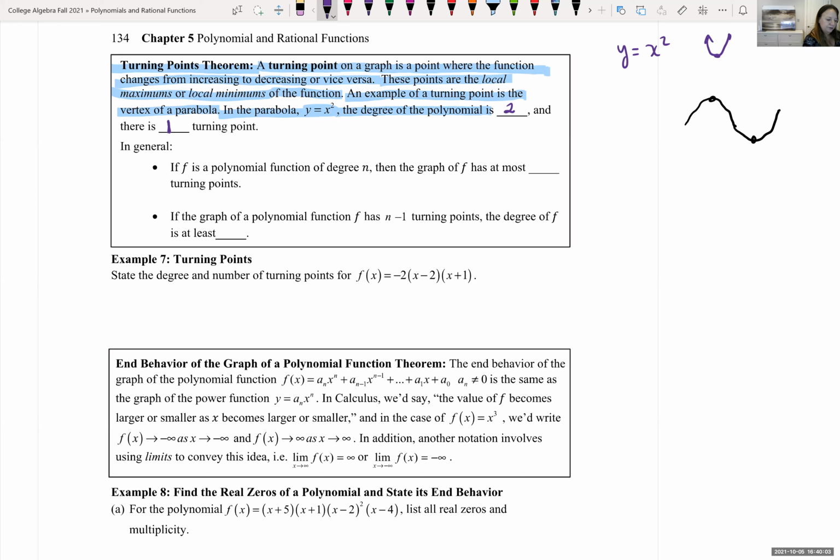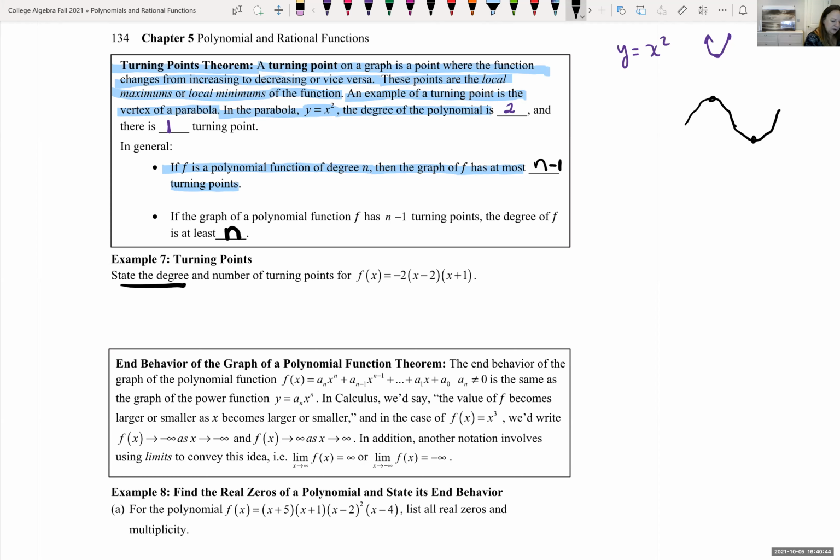So if a polynomial function of degree n, then the graph of f has at most one less turning point. So n minus 1 turning points. So if the graph of a polynomial function f has n minus 1 turning points, then the degree of f has to be at least one more than that. So it would have to be at least n.